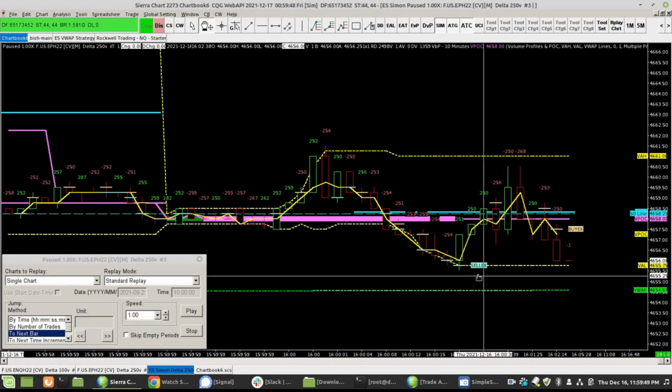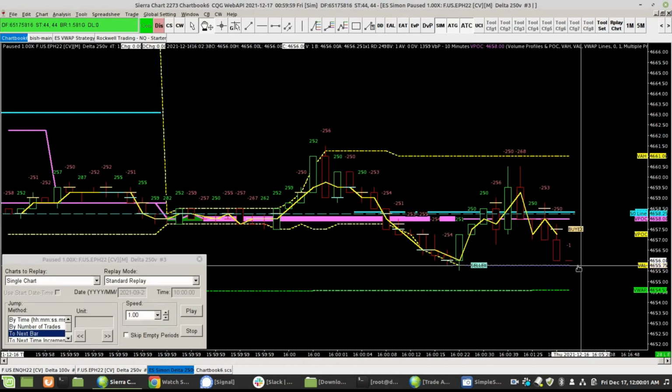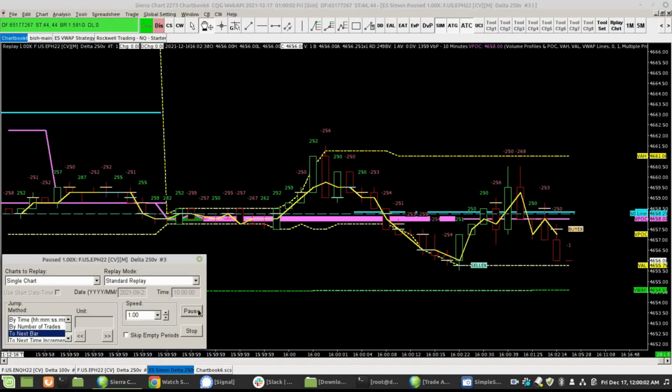Okay, so I'm at 46.55.25. I've got a 2 tick risk. I've got a high probability bounce because it bounced there before and came back up. Why wouldn't it bounce there again? Here's the retest. Let me play it for you.